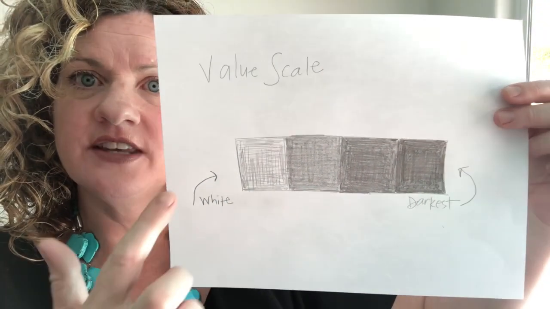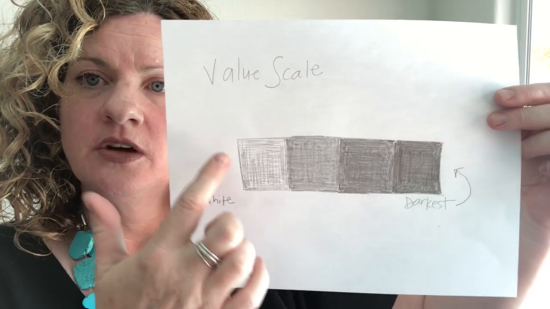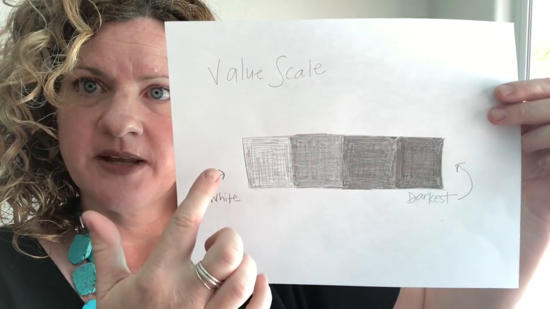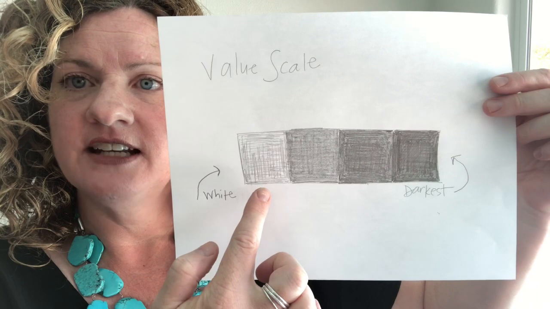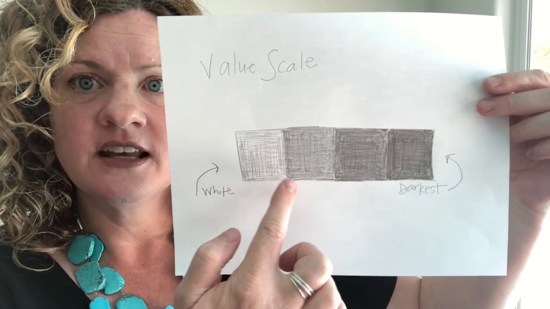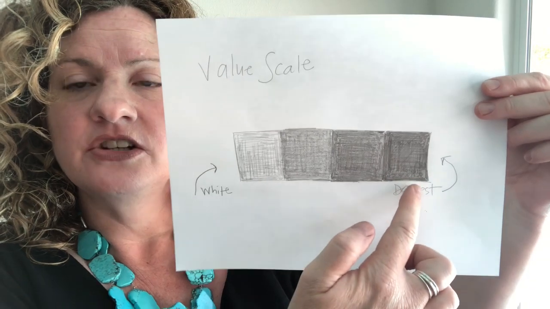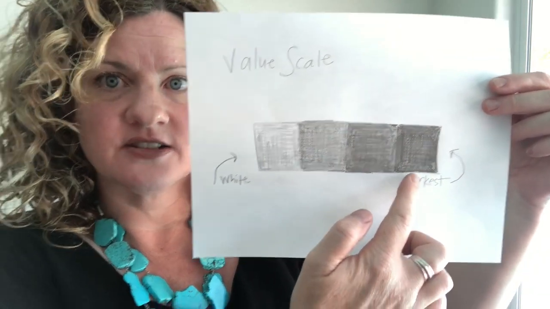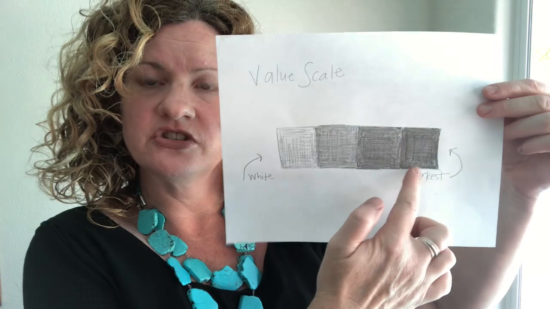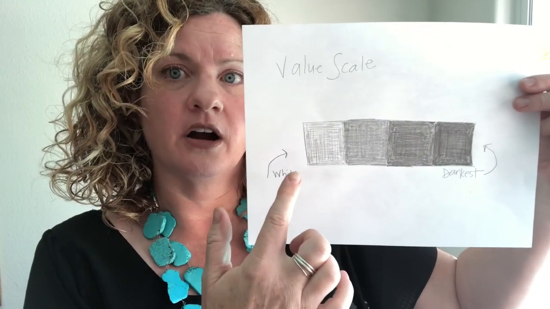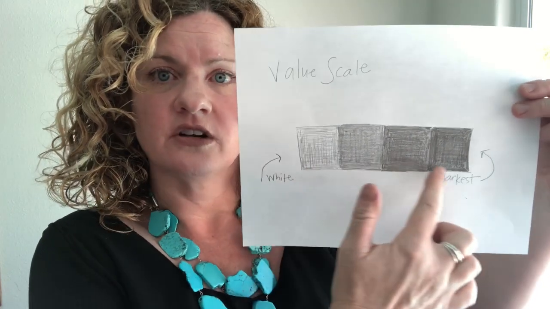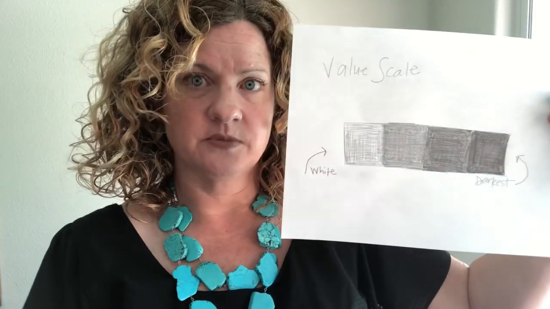So here on this end you have white, which I didn't even draw because the paper is white, and then you have your lightest pencil markings, and then a little bit darker, and then your darkest pencil markings. And so we're going to be using all of these shading techniques from our lightest white to our darkest today as we draw our sphere.